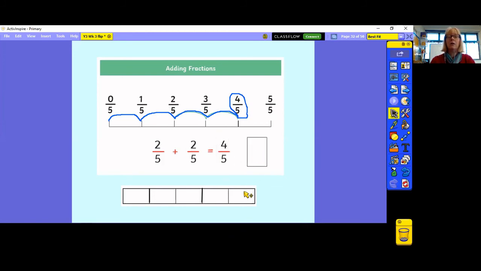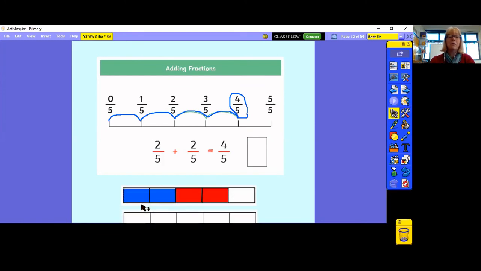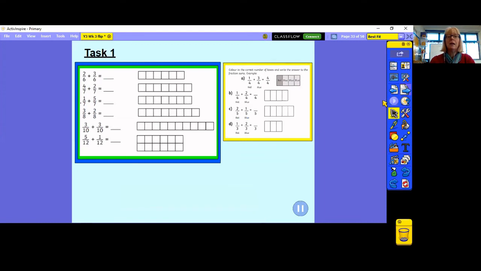I can show you that on the bar model as well. Bar models are really useful for adding fractions and really help you see what's going on. So we've got 2/5 in blue, 2/5 that I've shown in red, and if we add them all up and count them, we've got 1, 2, 3, 4/5. Great. Now let's see how you get on.